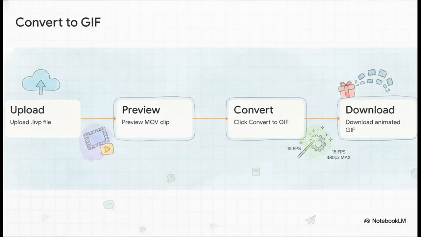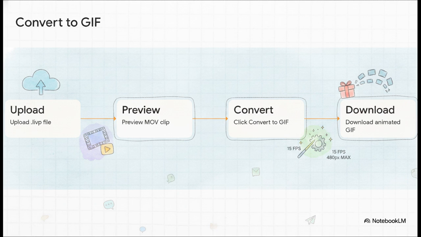Now, what's really interesting about this slide is how fast and familiar this process is. It's virtually identical to what we just did. You upload your file in step 1, but in step 2, the tool extracts the other half of that sandwich, the short MOV video clip. In step 3, you just click Convert to GIF, and what's happening behind the scenes here is honestly brilliant.